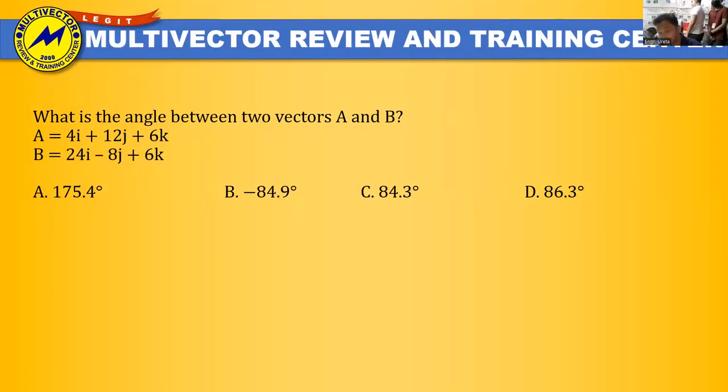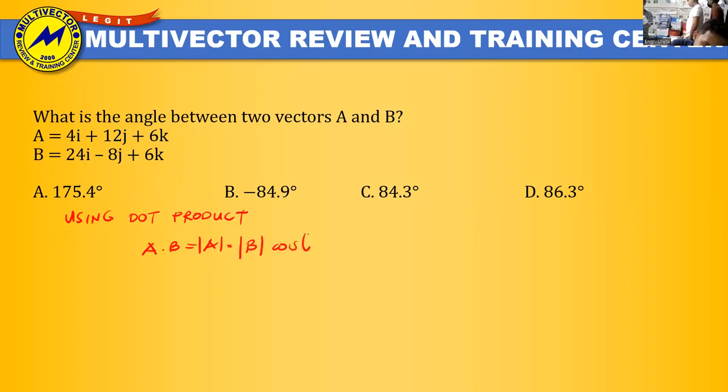Next. What is the angle between two vectors, A and B, where A is 4i plus 12j plus 6k, B is 24i minus 8j plus 6k? So using dot product, the dot product of A and B is just equals to the magnitude of A multiplied by the magnitude of B cosine theta. So dyan natin makukuha yung angle between the vectors.